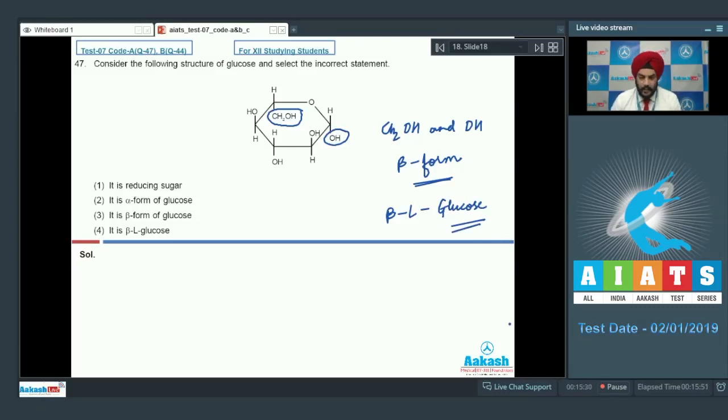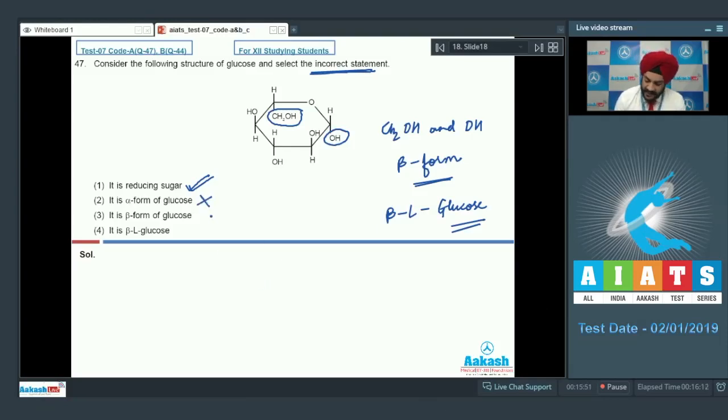So let us look at the options now. The examiner is interested in the incorrect statement. In the first option, it says it is a reducing sugar. This is correct, students. The hemiacetal will be hydrolyzed in the basic medium, and it will reduce the Tollens reagent. If you look at the second statement, it says that it is an alpha form of glucose.